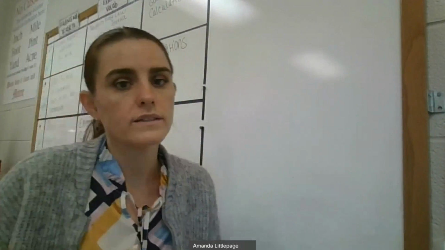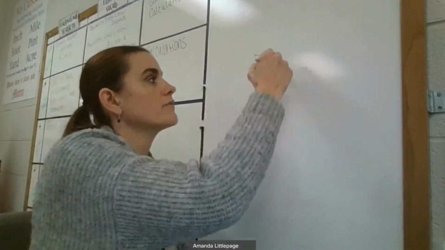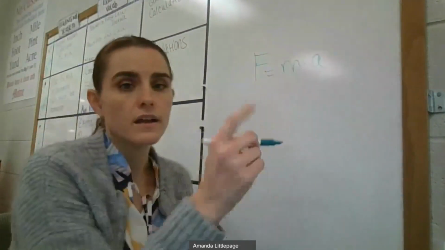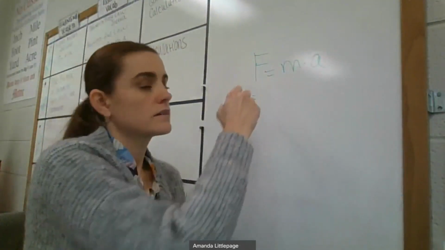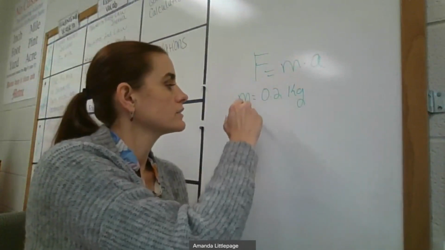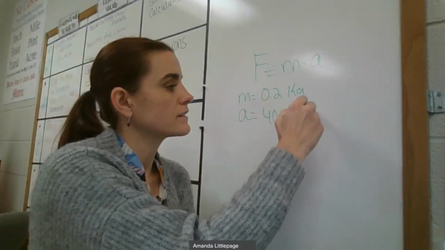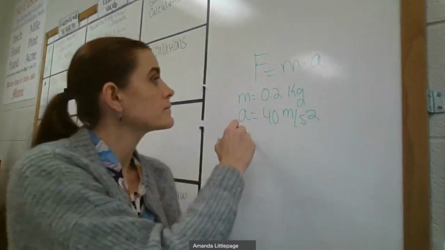So I'm going to start my video and go through a couple of these examples with you. Okay, so there are 6 examples embedded in these questions. So I'm going to go through number 1. Number 1 says a baseball has a mass of 0.2 kilograms. If it accelerates at 40 meters per second squared, what is the net force? So remember, we're using F equals m times a. We have the mass, which is 0.2 kilograms. We also have acceleration, which is 40 meters per second squared, and we basically plug them in.